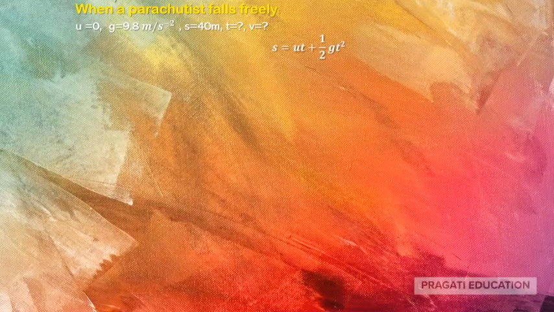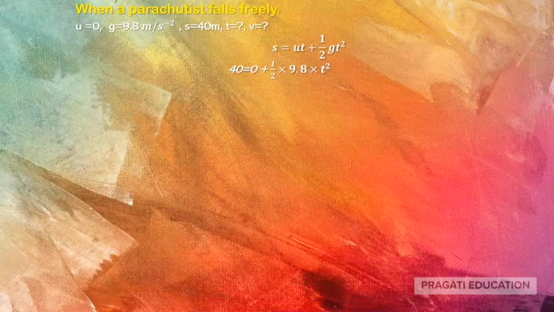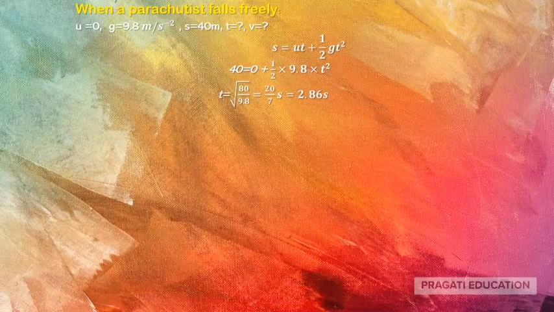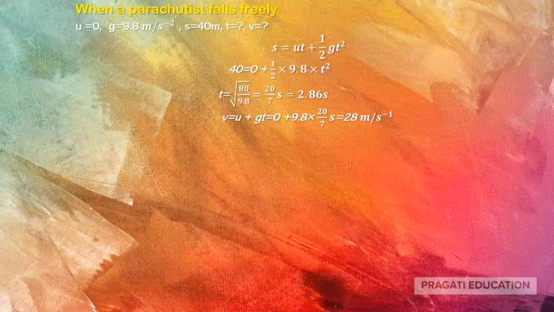Okay, so we are going to use the equation s is equal to ut plus half at square. Put the values. s is 40, initial speed u is 0, g is 9.8, and t we have to find out. After calculating, we got t as 2.86 second. Preserve it. Finally we are going to add this time in the last case too.